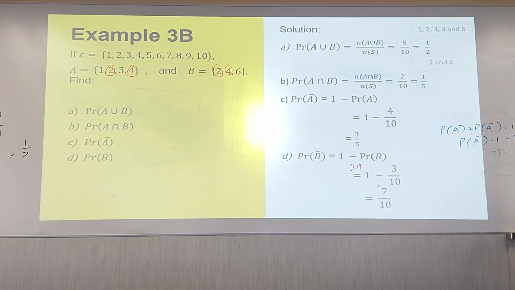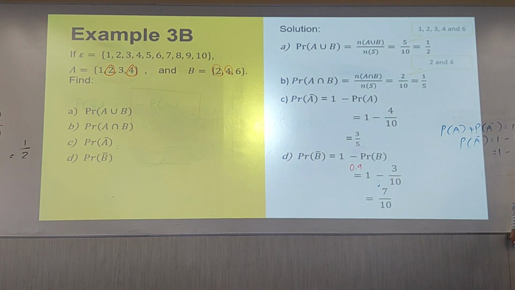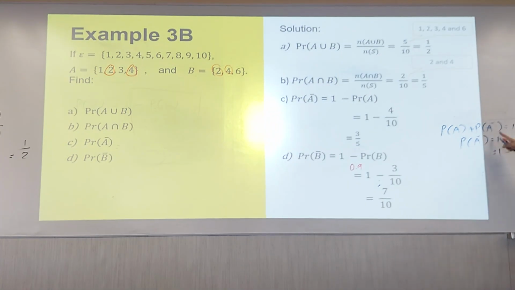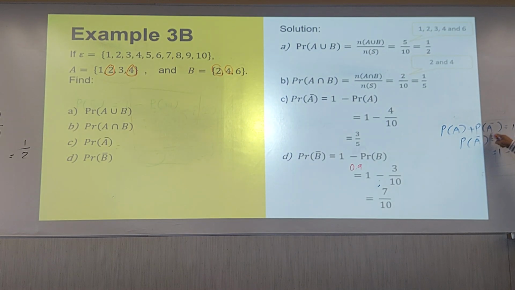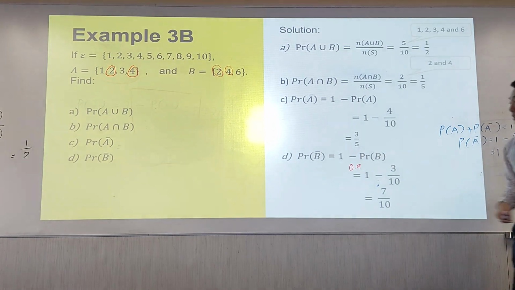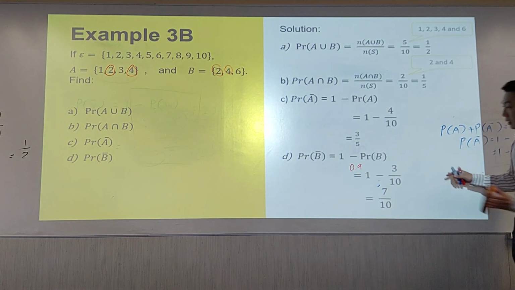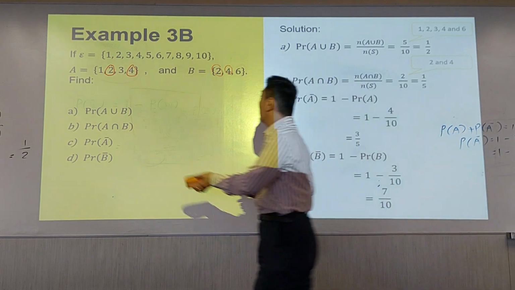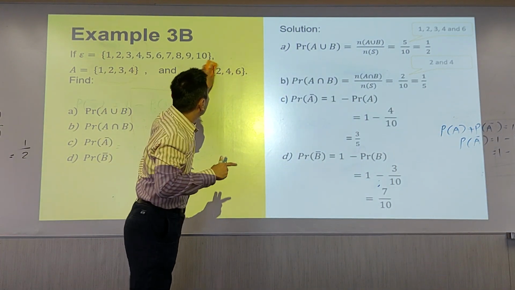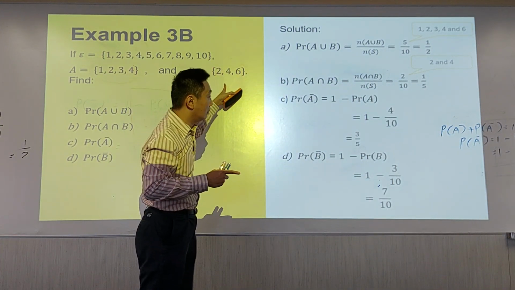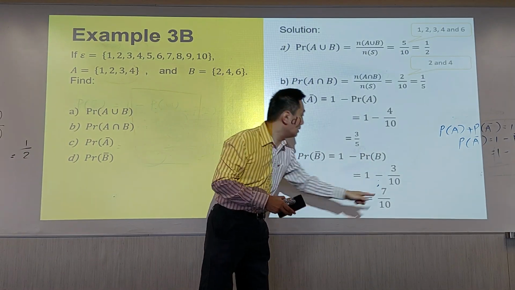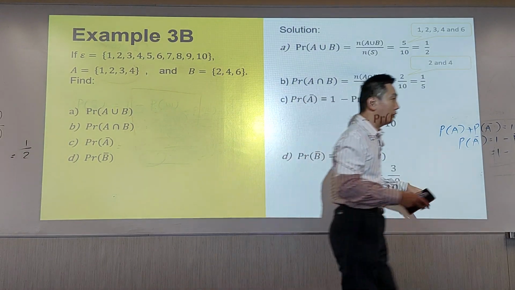Okay, D. D is B bar, the complement of B. Using the same concept of the complement rule, probability B bar means 1 minus probability B. For probability B, you have to check, in B how many elements? 3 elements. Altogether 3, so substitute here. And NS is 10. Simplify, it is equal to 7 over 10.